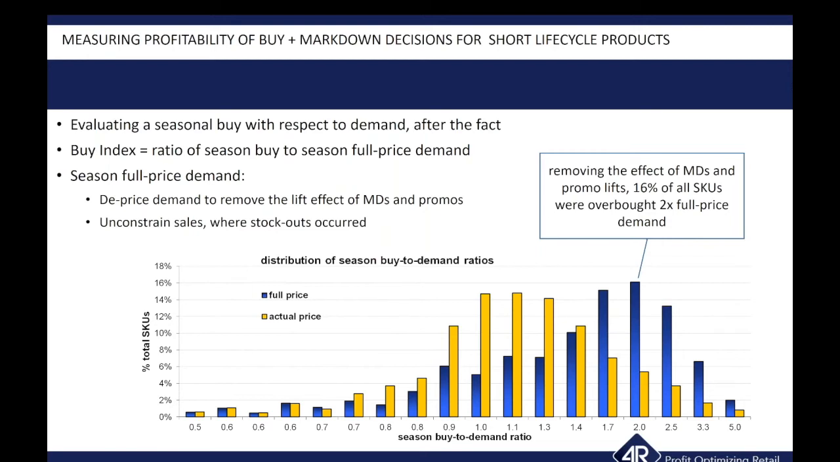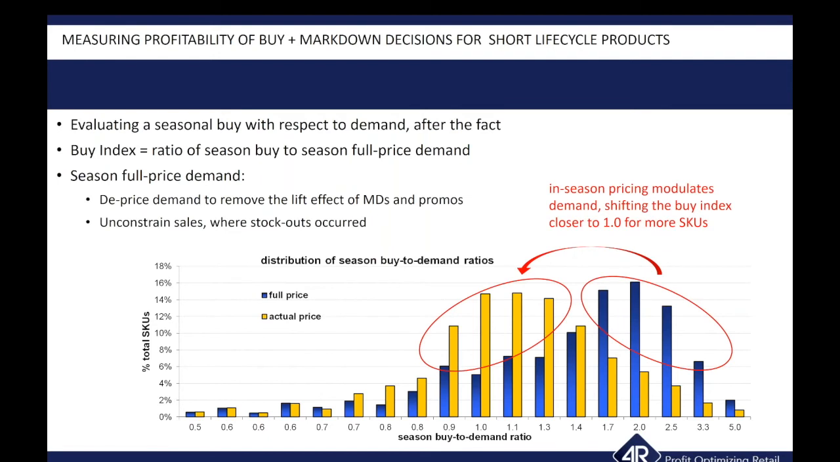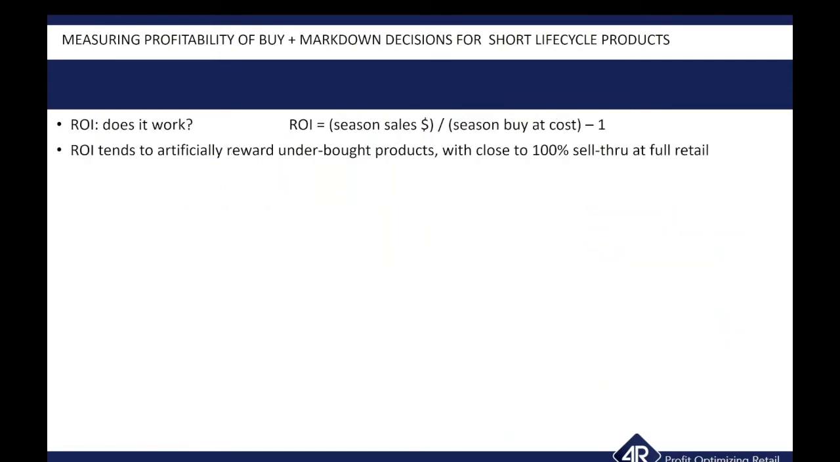We're going to work with the blue flavor of this histogram, what I call the buy index, which is a measure of how overbought a product is prior to taking any markdowns. Another way of looking at it is how well the retailer guessed what the true demand was going to be and how they calibrated their buy accordingly. So we looked at the shifting effect of markdowns.